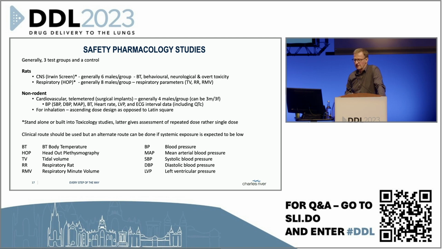In terms of the Irwin screen and the respiratory study, these can be built into the toxicology studies, and this gives, let's say, an assessment of repeated exposure rather than single dose. And the clinical route of exposure should be used for your safety pharmacology studies, but if, for example, there's a low systemic exposure, then you can use another route of administration.